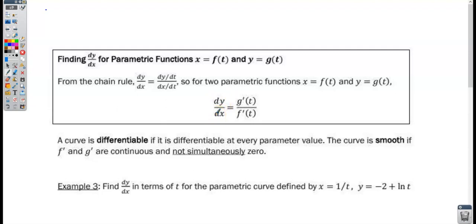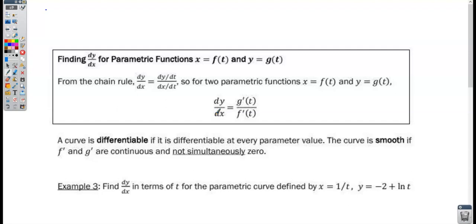Okay, it says here a curve is differentiable if it's differentiable at every parameter value. And the curve is smooth if both f prime and g prime are continuous and are not simultaneously zero. When they are simultaneously zero, we're going to have some kind of cusp point or a corner in our graph.